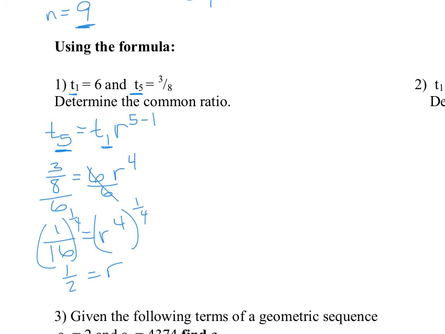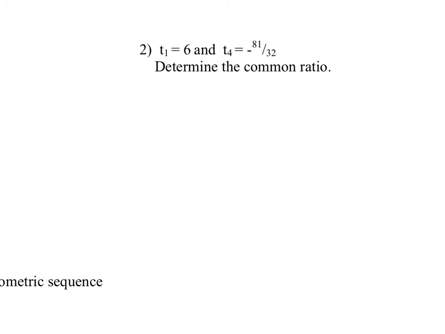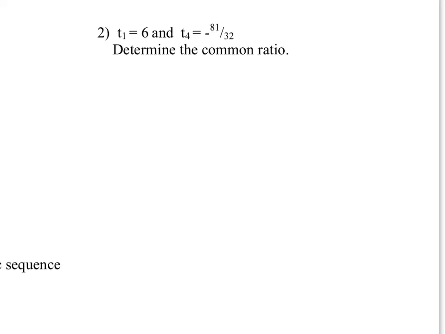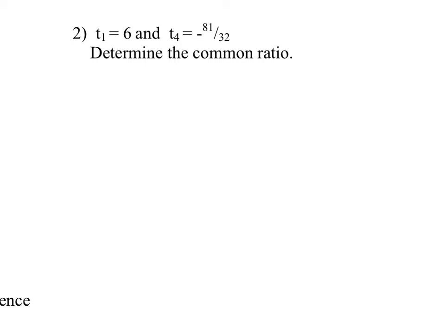Okay, next one, try this one on your own. And then fast forward me, because I'm going to step through it, but you should just pause it, try it on your own, and then fast forward to the answer. That's a good idea. Okay, so I'm going to do t to the 4th equals t to the 1st, r, 4 minus 1. T to the 4th is negative 81 over 32.